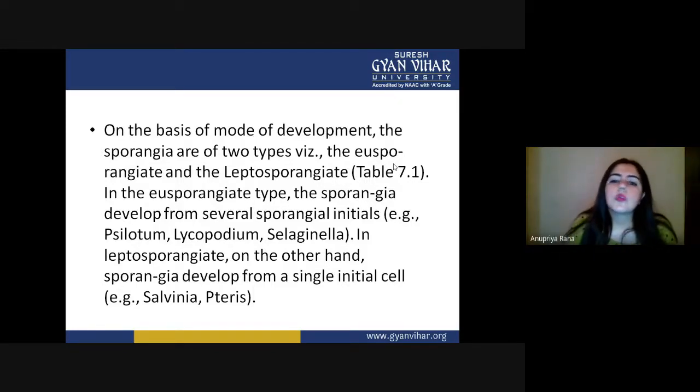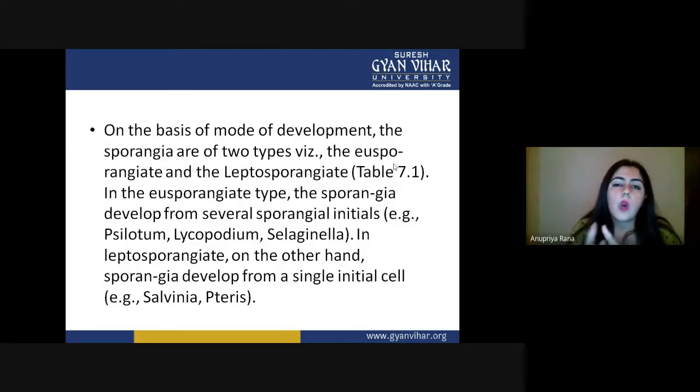So, these two kinds of development are eusporangiate and leptosporangiate. Now we are going to see the difference between eusporangiate and leptosporangiate. In the eusporangiate, sporangia develop from several sporangial initials. There are several groups of cells, 1, 2, 3, 4, 5, 6. They come together and make a sporangium.